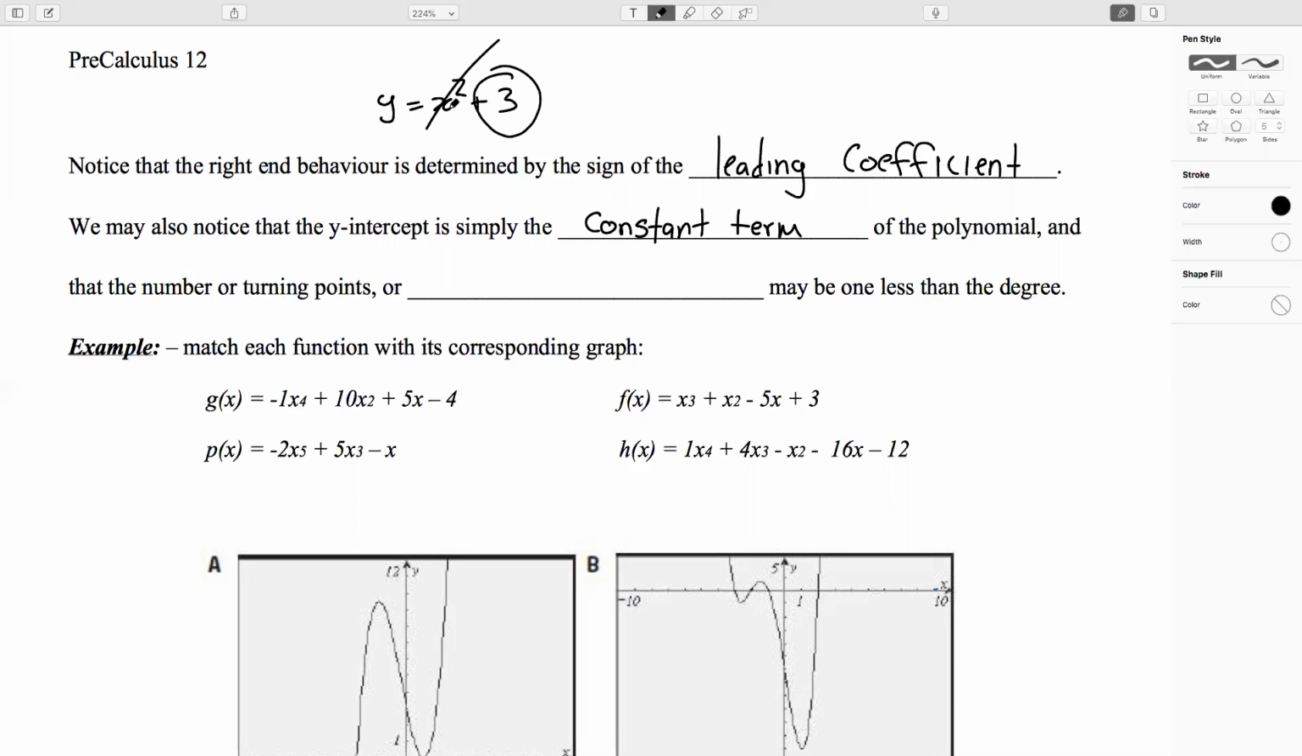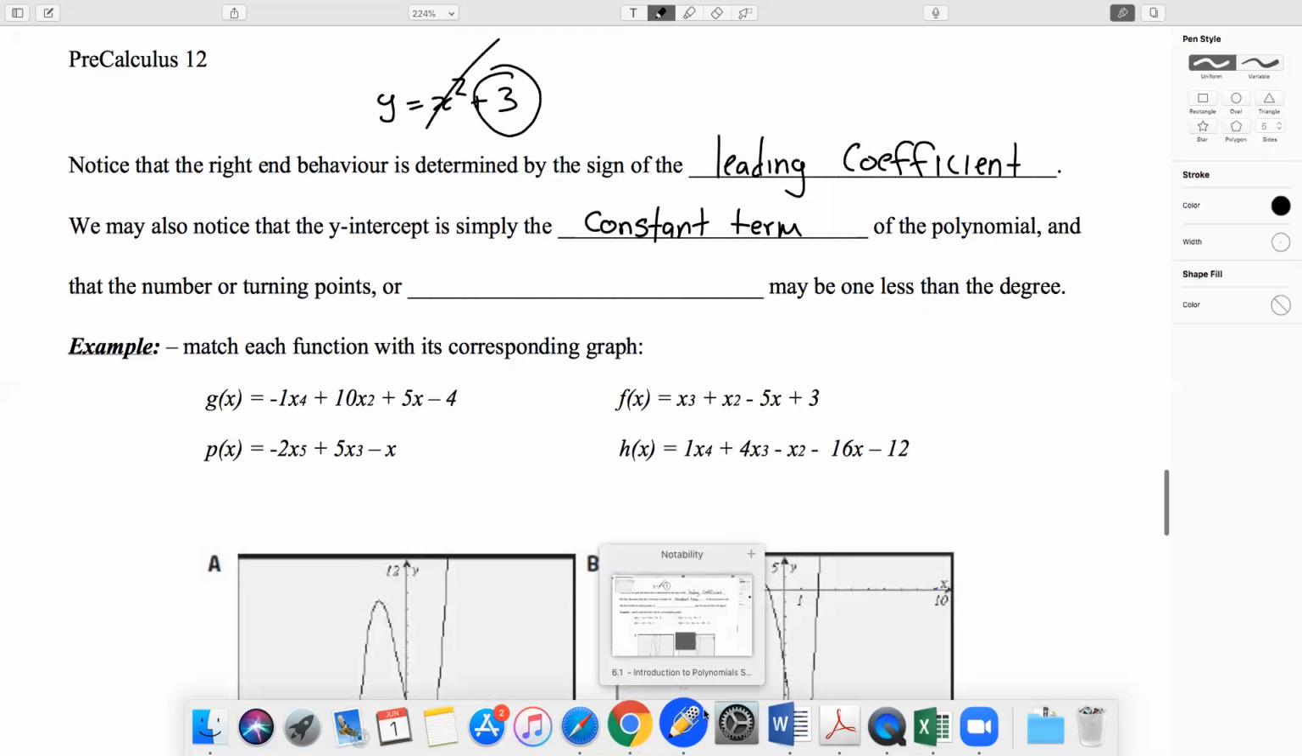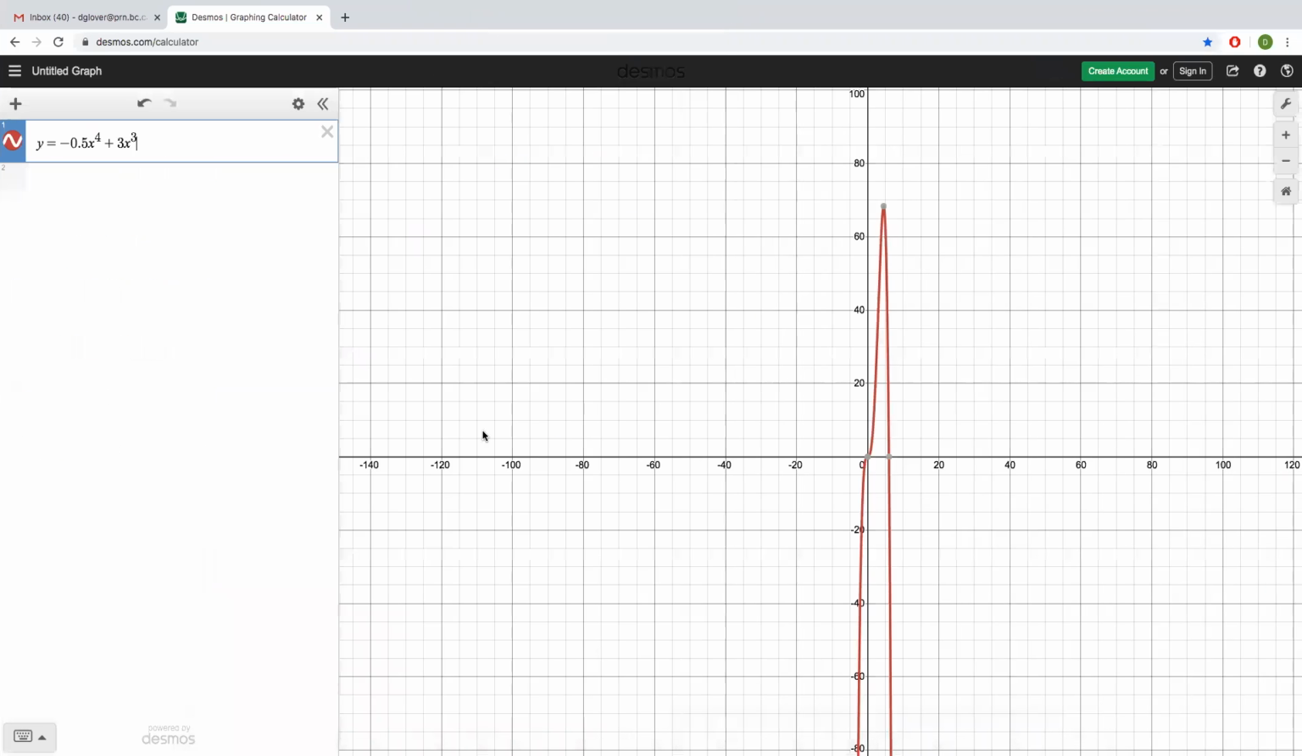And so if I was to go and graph this, if I go back to Desmos, let's just tack on a number. Let's tack on plus 7. Now I have a y-intercept of 7.